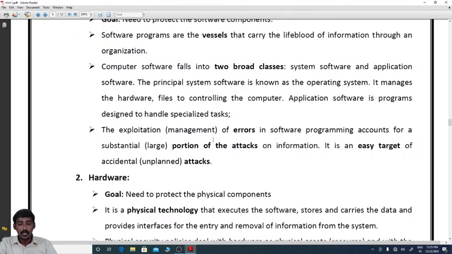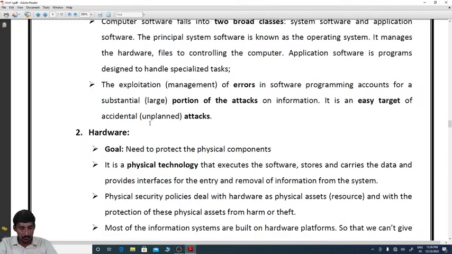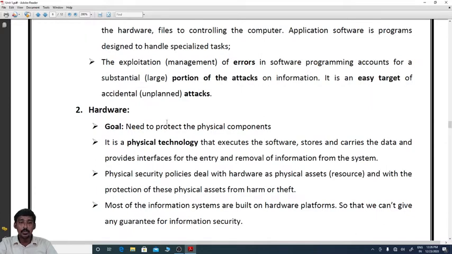In the management of software programming, if there is an error in a program, the information will be exposed to attacks. An attack means an unplanned activity where someone is trying to hack the information. So software always has a possibility of attack. And the next one is hardware. Hardware means that we need to protect the physical components of an organization.